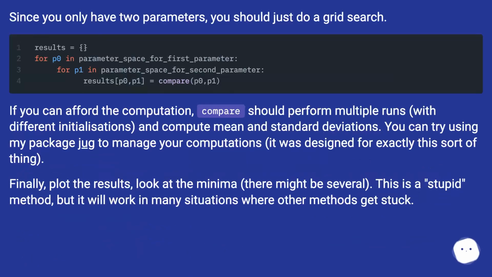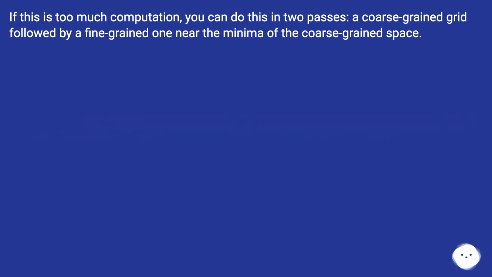Since you only have 2 parameters, you should just do a grid search. If you can afford the computation, you should perform multiple runs, with different initializations, and compute mean and standard deviations. You can try using my package jug to manage your computations. It was designed for exactly this sort of thing. Finally, plot the results, look at the minima, there might be several. This is a stupid method, but it will work in many situations where other methods get stuck. If this is too much computation, you can do this in 2 passes, a coarse-grained grid followed by a fine-grained one near the minima of the coarse-grained space.